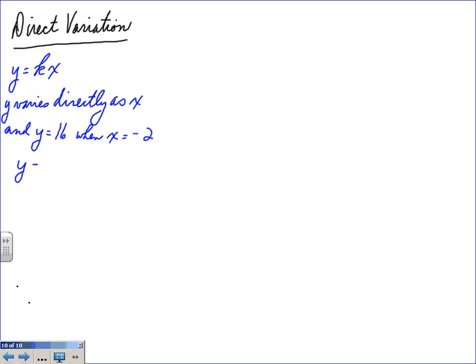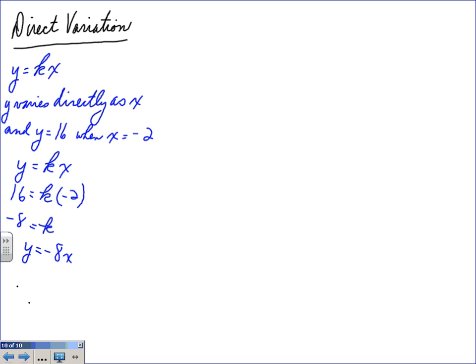So if I know that y equals kx, and given the information that y is 16 when x is -2, I find that k is equal to -8. That's the constant of variation. That makes the equation of variation y equals -8x.